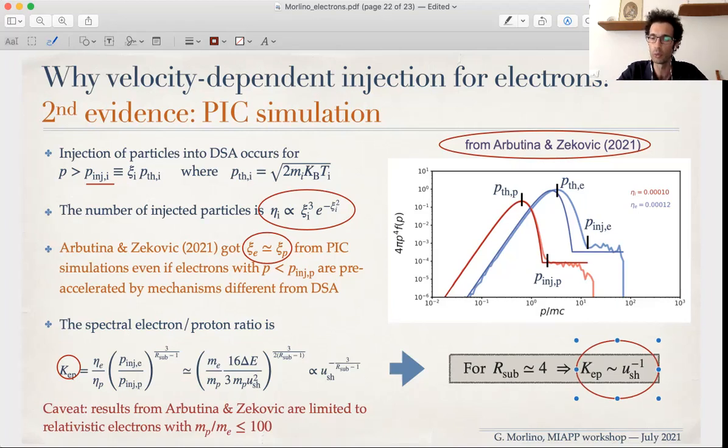So this is exactly what we need in order to explain the difference between the electron and proton spectra that we observe at the Earth. So this seems to close the circle, justifying our finding of this inverse proportionality. But there is at least one caveat. These PIC simulations performed by Arbutin and Zekovic are limited to relativistic electrons and only to a mass ratio between protons and electrons smaller than 100. So in my opinion, this needs to be further tested.